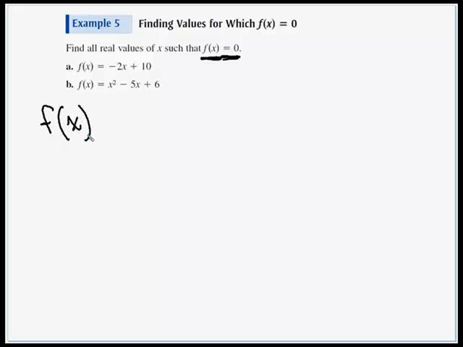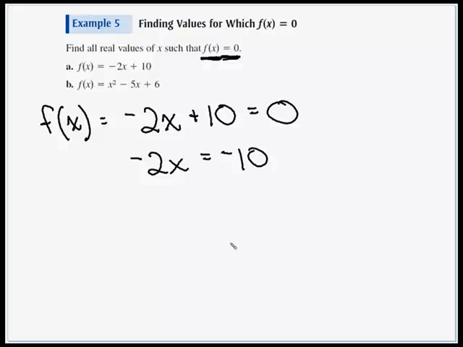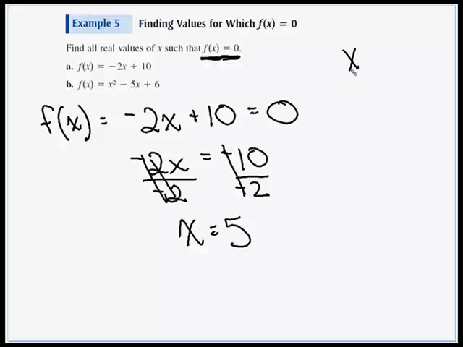So we have our f of x is equal to the function minus 2x plus 10. And now we're going to replace the f of x with a 0. So let's set that equal to 0. And now we solve for x. Step 1, subtract 10 from both sides. Next, divide by negative 2. So we get x equals, the negatives cancel. 10 divided by 2 is 5. So we found this x value of 5.